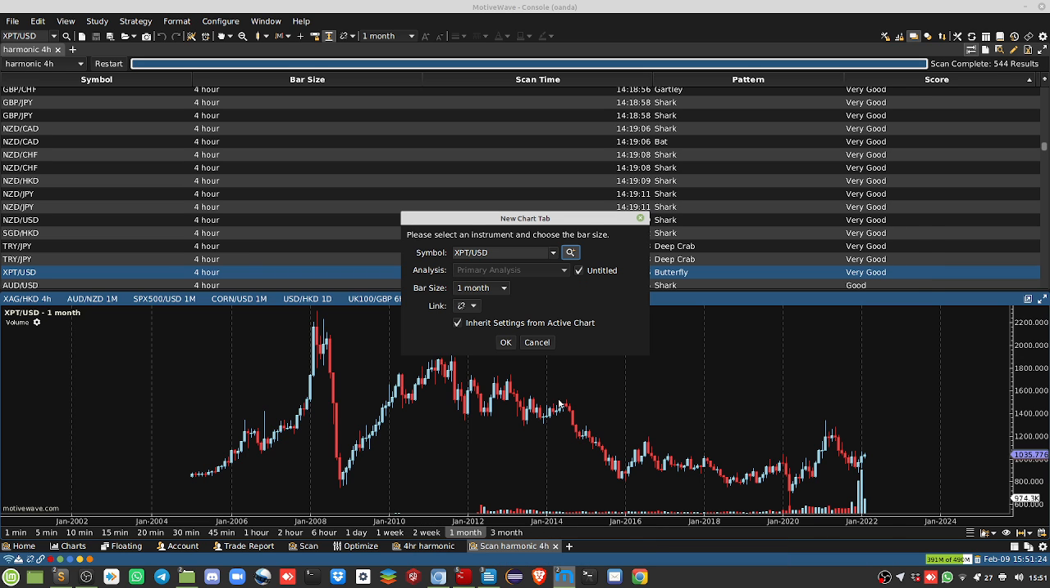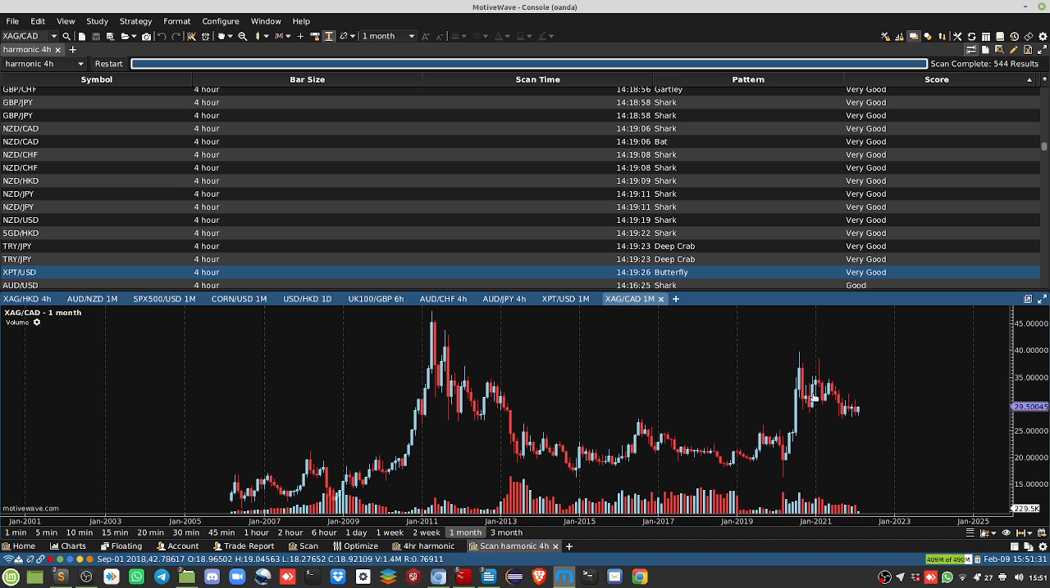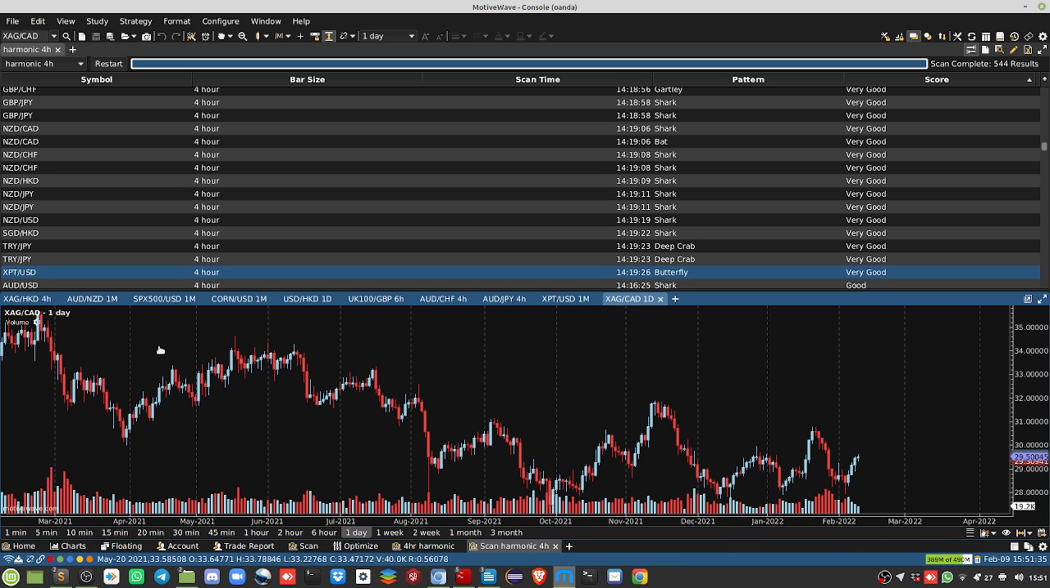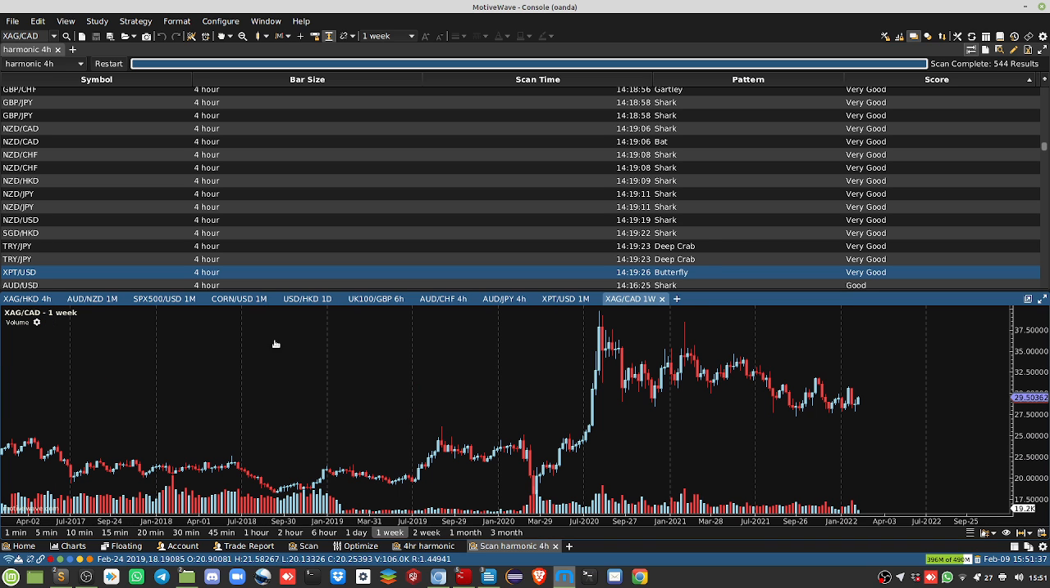Another one is silver. So that's XAG. We'll do that Canadian. Again, similar. It's very flat on a monthly basis. Daily, you can see that slow downward trend. Slight downward trend. That's silver. So this is why that's getting filtered out.